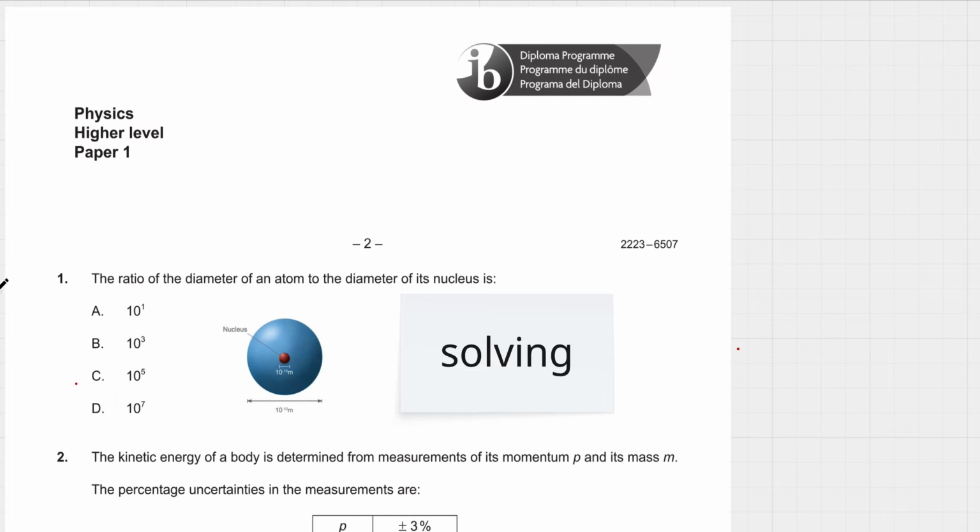So what do we need to know here first? We need to know what a ratio is. A ratio is when we divide one quantity over another one. Okay, the diameter of an atom from the theory is about 10 to the power of minus 10 meters, and the diameter of the nucleus is about 10 to the power of minus 15.